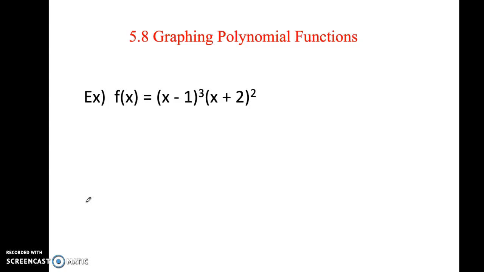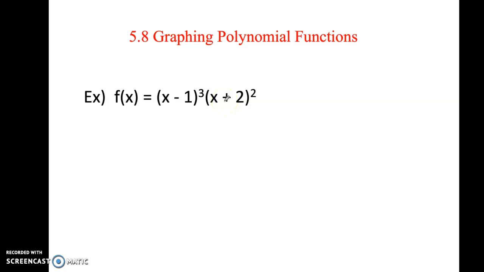Our goal over the next 2 days is to have you graph polynomials with degrees greater than 2 using x-intercept, y-intercept, being able to find the min and max with a calculator, and also with a table, graphing the table. We're going to break that up over 2 days. So what you can see here, this is a polynomial with degree 5, but it's already in factored form.